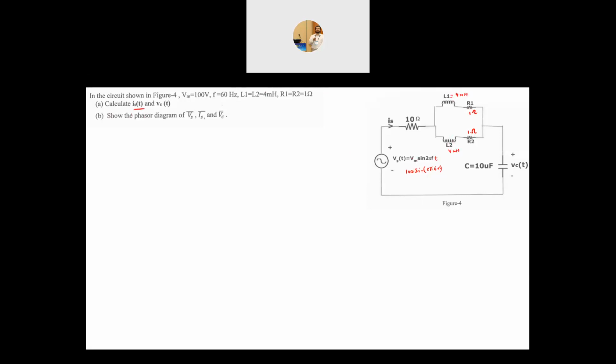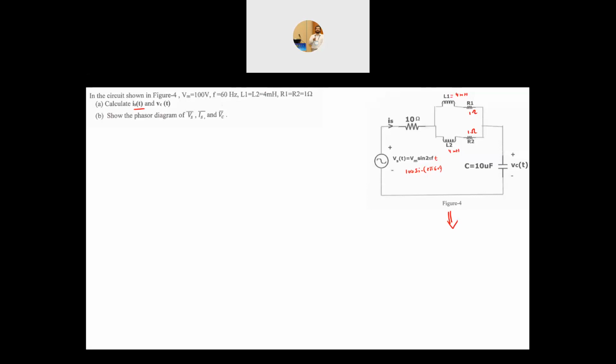So I want to find the time domain solution for the current Is and the time domain solution for Vc of t, the voltage across the capacitor. And then there's something called the phasor diagram for vector Vs, Is, and Vc. So now when you look to this circuit, the circuit is basically given to you in time domain. We cannot solve it as such. We have to convert that into the frequency domain.